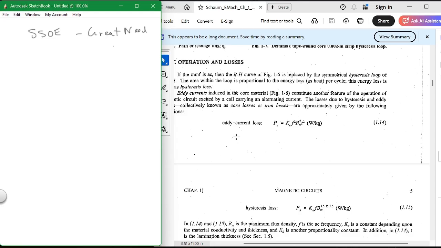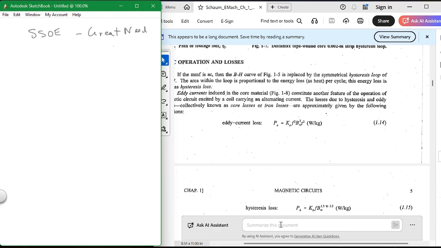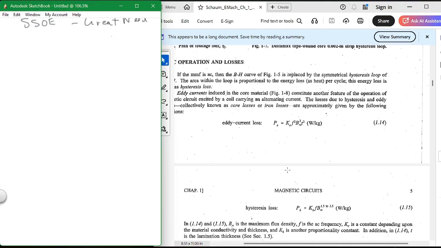Anyway, so you have these things called eddy current, and you have this thing called hysteresis loss. Now, what is an eddy current? What is an eddy?